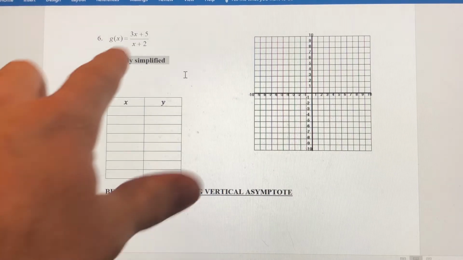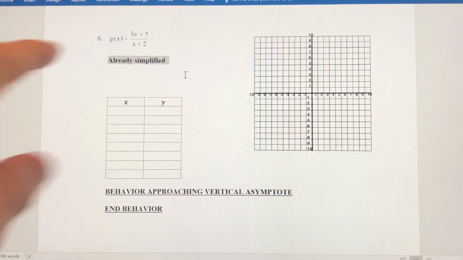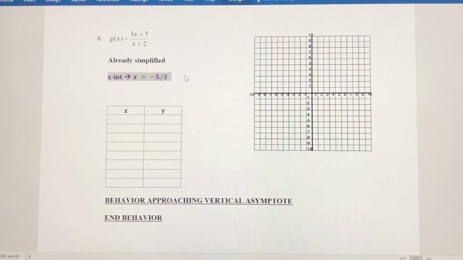So that would mean the numerator would have to be 0 in order for this to be an x-intercept. So what we want to do is take this 3x plus 5 and set it equal to 0. Okay. When you solve that, you get an x-intercept of negative 5 over 3. So if you've got your graph beside you, go ahead and plot that point. Negative 5/3.